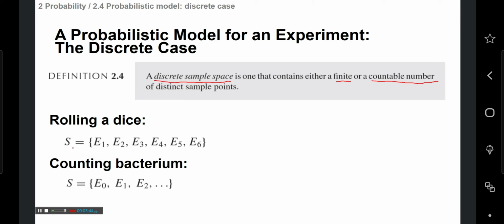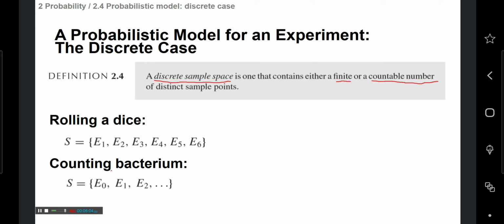The sample space S is equal to E1 to E6, and we can count it. There are a finite number of simple events. So S, in this case, is a discrete sample space. And let's say counting bacteria is our experiment.